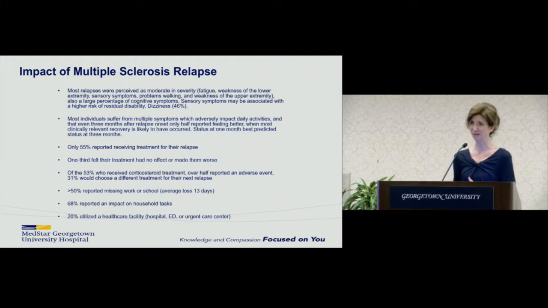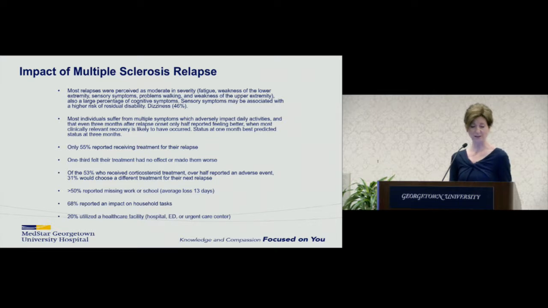They don't always get better, they take longer to go away. And about 46% of patients complained of dizziness, which is pretty debilitating. Most individuals suffer from multiple symptoms, not just one. So this has a huge impact on daily activities, even at 3 months after the relapse onset. And only half reported feeling better when most clinically relevant recovery is likely to have occurred. So at 3 months, we would expect you to be back to your baseline or your new baseline. The recovery would have happened, most likely.